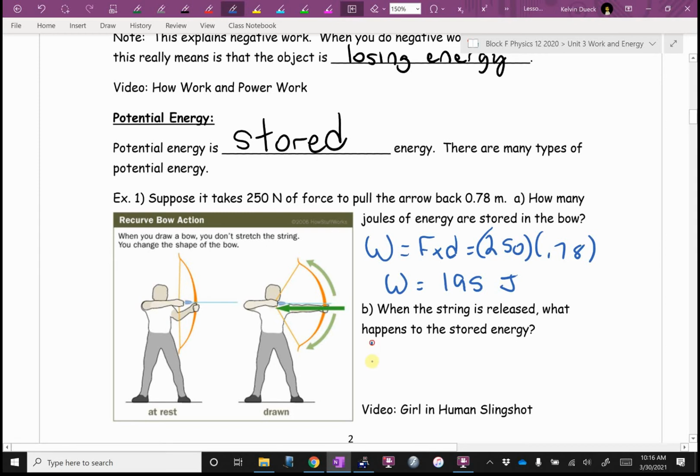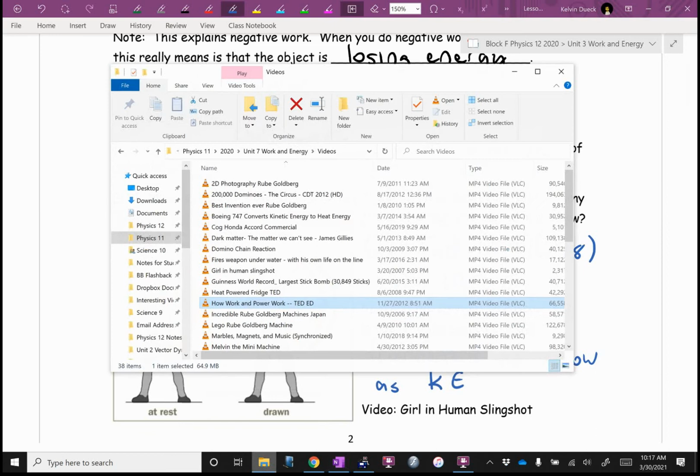So, transferred to arrow as KE, kinetic energy. And in fact, based on that, if you know the mass of the arrow, you can calculate how fast the arrow should leave the bow. Put your pencils down, look up. The physics behind a bow and arrow or a slingshot are wonderful.